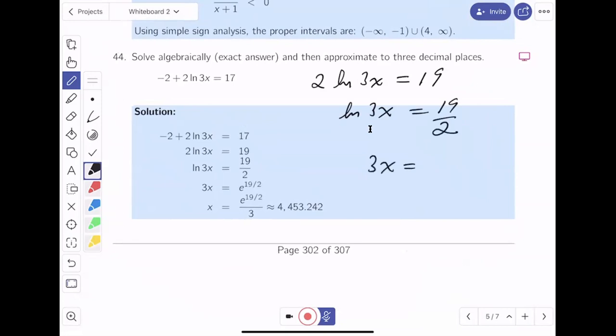3x equals e to the 19 halves. X equals e to the 19 halves divided by 3. All right, I want to point out the answer is listed for you right here.